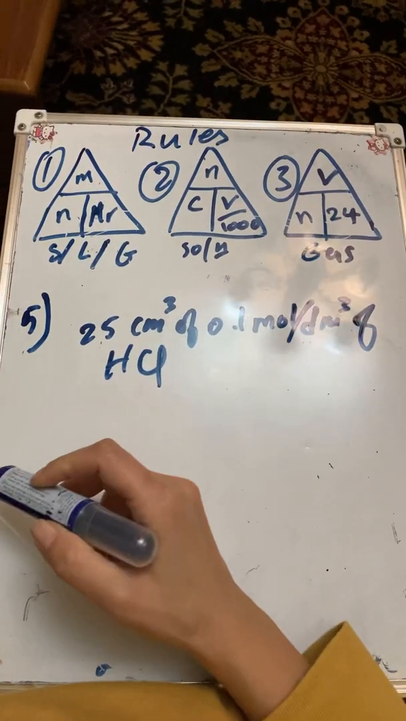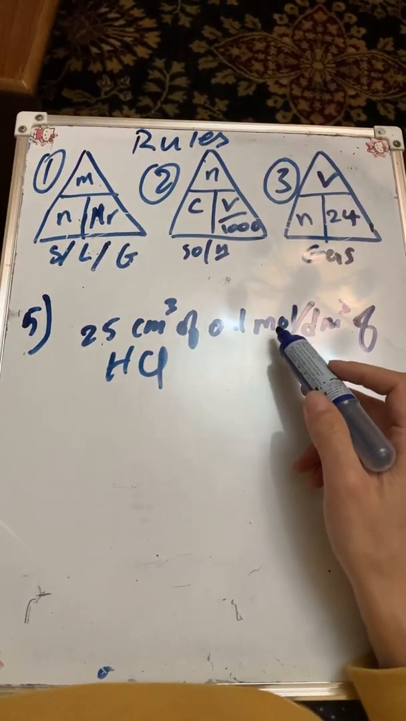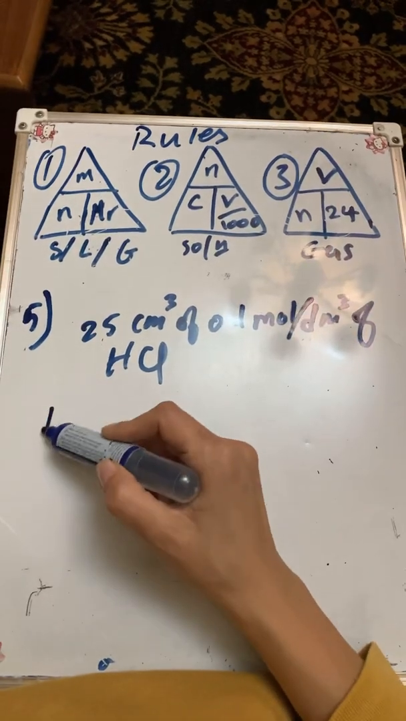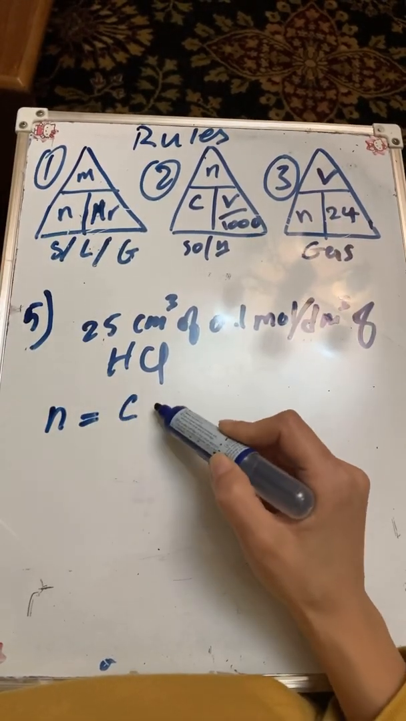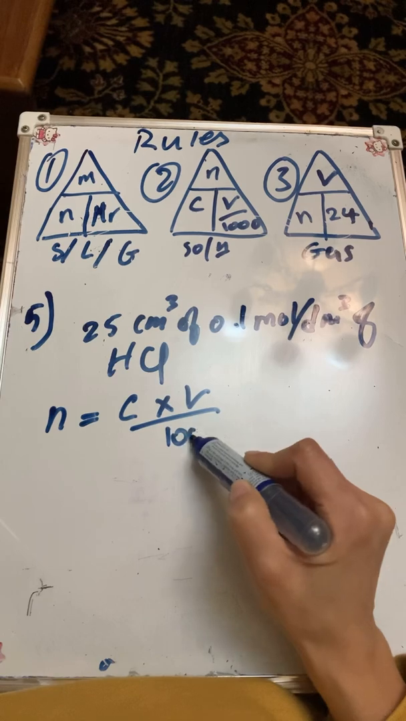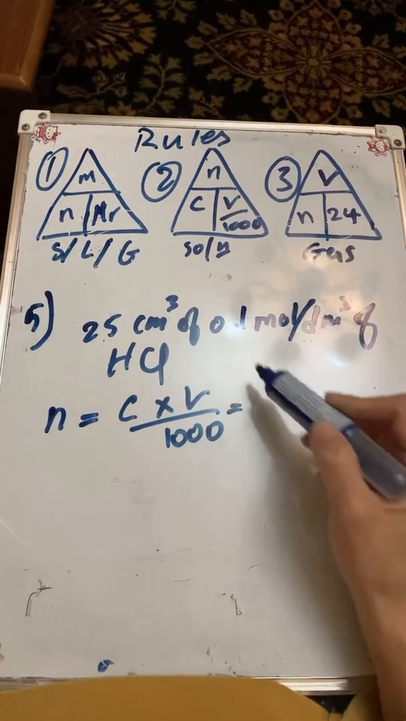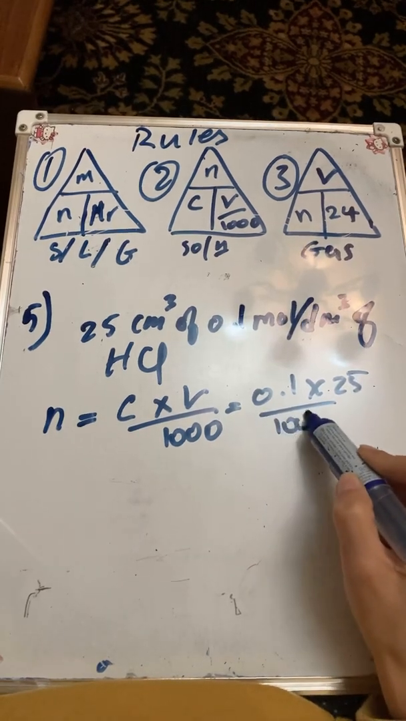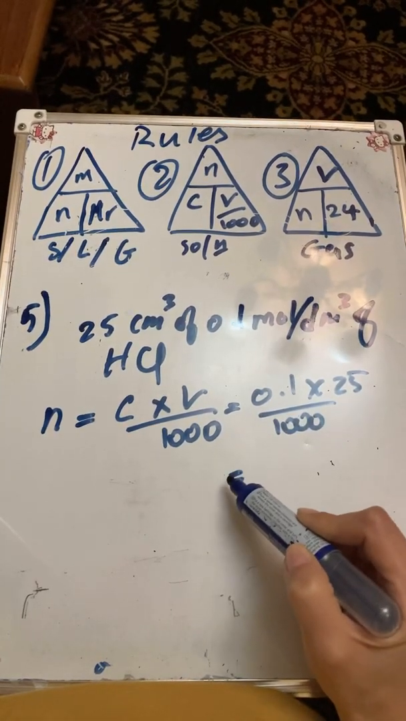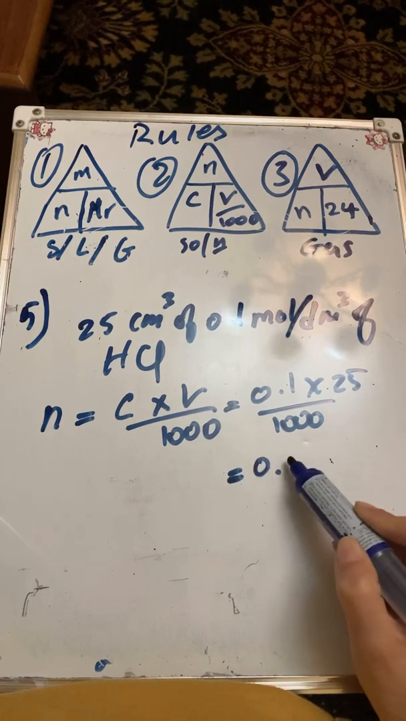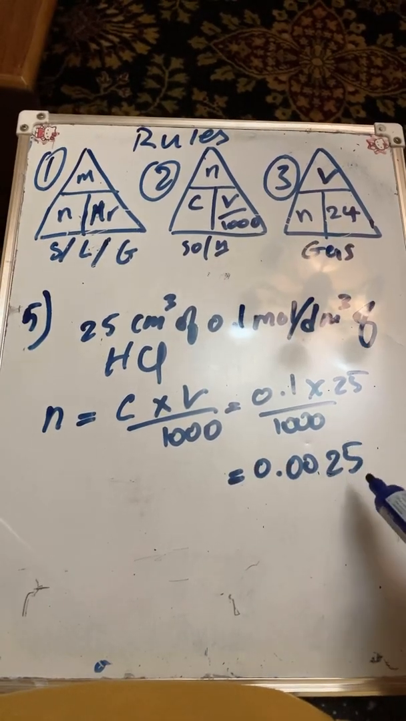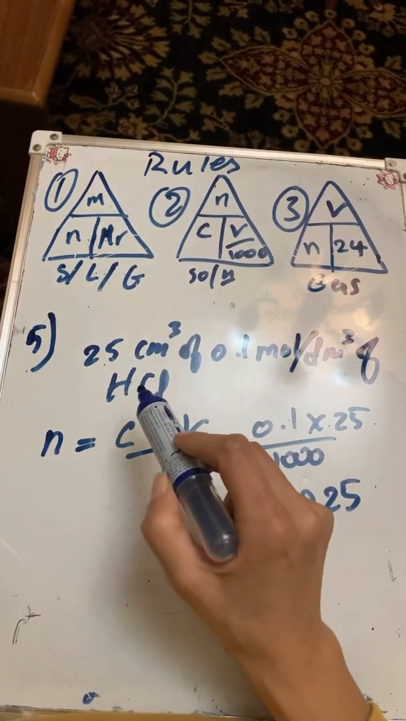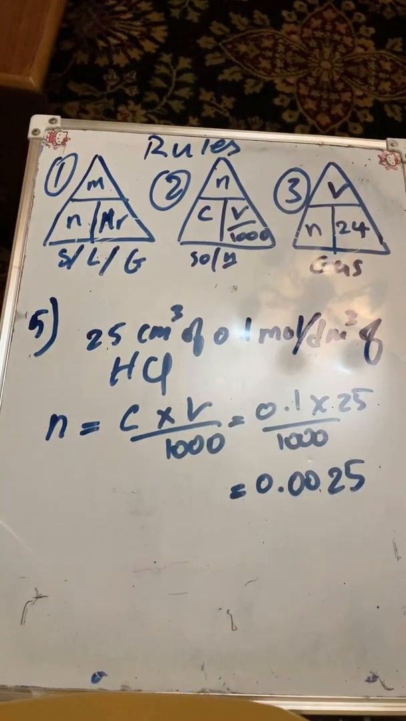hydrochloric acid. So I see volume and concentration, I directly go to rule number 2, which is moles equals concentration times volume divided by 1000. And that would be 0.1 times 25 divided by 1000 equals 0.0025. So that's the number of moles in this amount of HCl with this concentration.